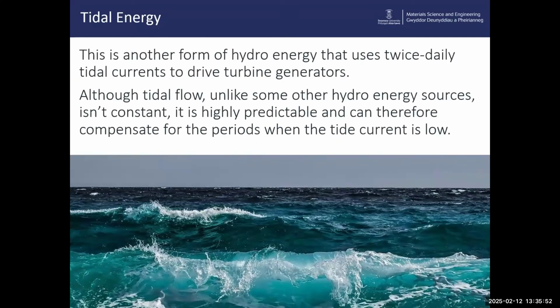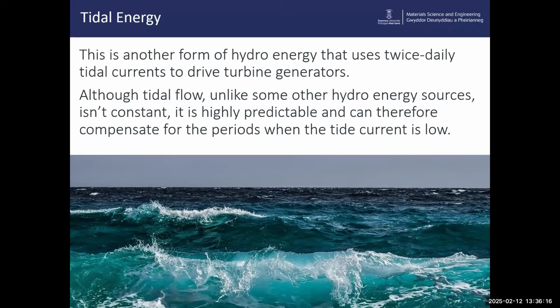Tidal energy. This is another form of hydro, and works in a very similar way. It uses twice daily tidal currents to drive turbine generators. Although tidal flow, unlike some other hydro energy sources, isn't constant, it is highly predictable, so it can compensate for the periods when the tidal current is low.